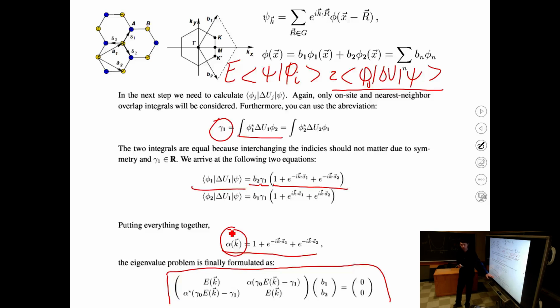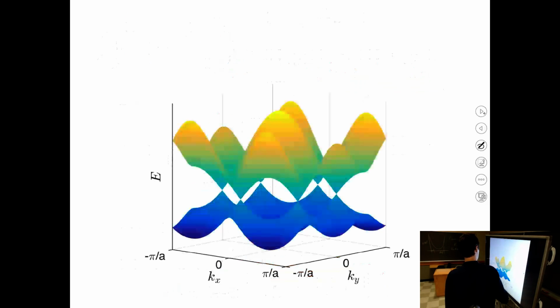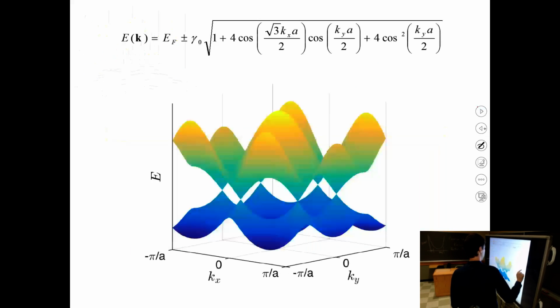And we need to solve for E of k. How do we solve? We find a determinant. So this term times this term minus this term times this term equal to 0. And we can just find E of k by solving that equation. That is just essentially a quadratic equation. Okay, so it's a little tedious, but this is the solution.